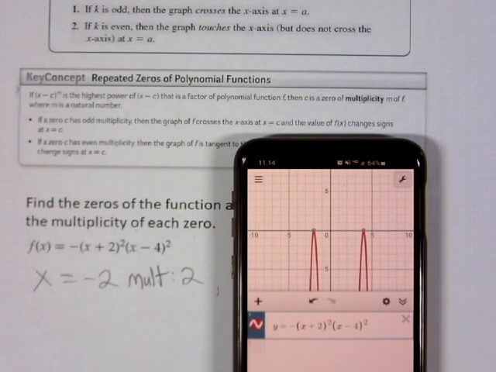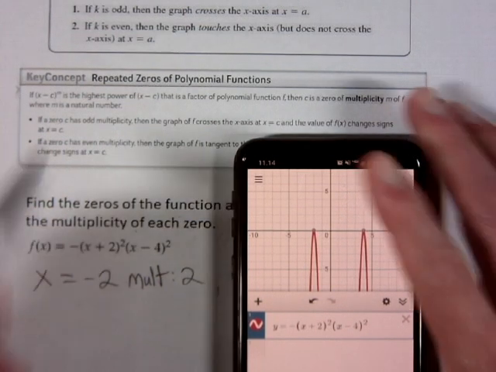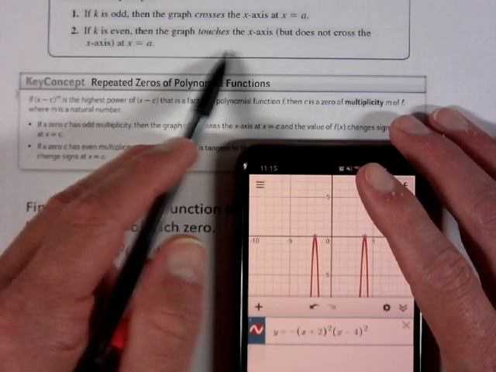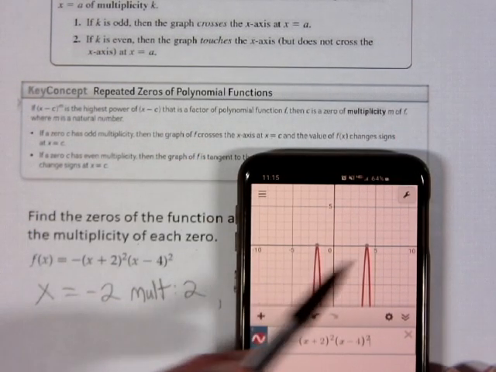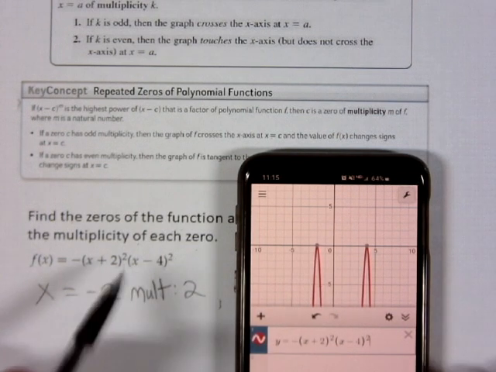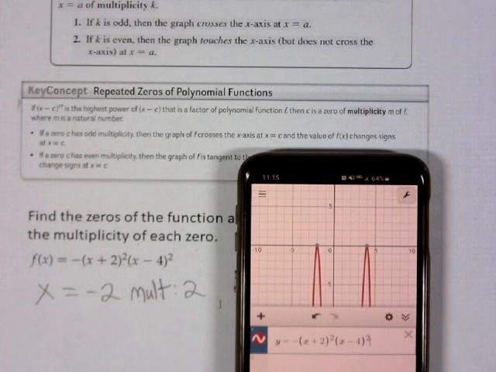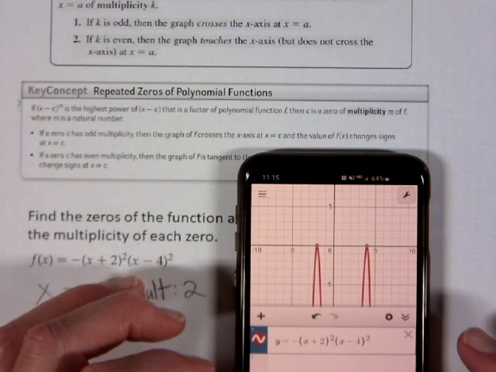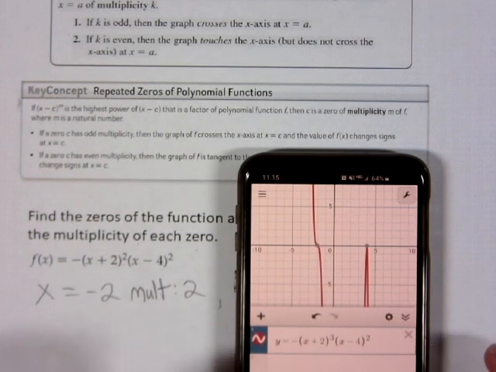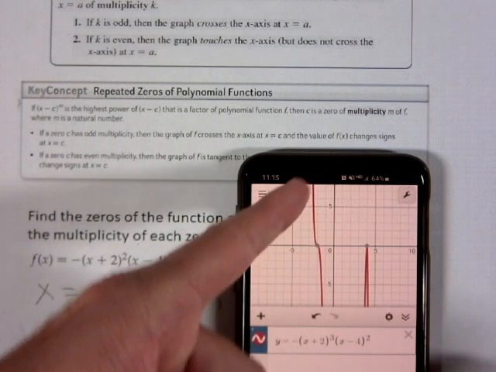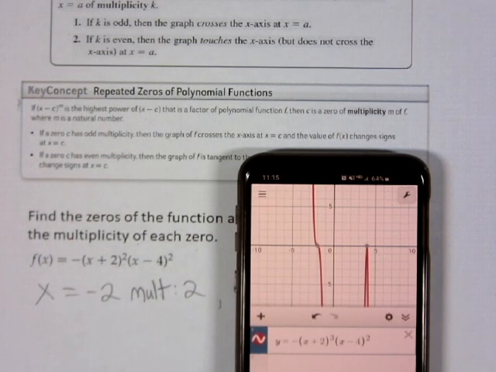And so you can see where the zeros are, and remember, in each case we've got an even multiplicity. And remember what the chart said. If it has an even multiplicity, it just touches the x-axis but does not cross. And that's what we see at both of our zeros, -2 and 4. Since the power is even, it just touches it, but it does not cross. If I take the squared out and put a third power in there, look at the difference. Since it's an odd power, it now crosses the x-axis at that particular zero.